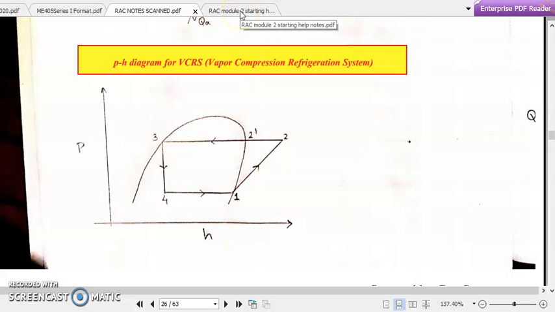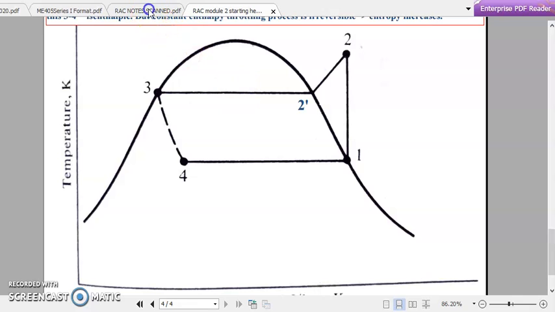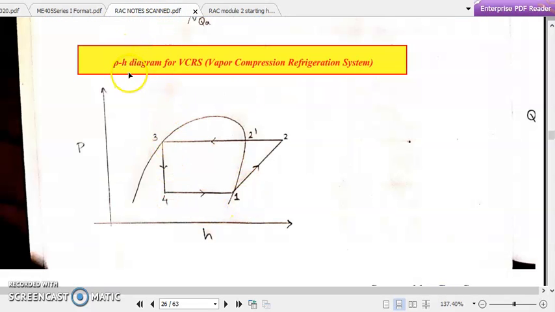So instead of discussing more about the TS diagram and entropy, at the same time the pressure of the refrigerant, or the pressure energy of the refrigerant at various portions of the refrigeration cycle, is very easy to understand in a pressure enthalpy diagram. So for easy representation and calculation, we are going to focus on pressure enthalpy diagrams for VCRS, or vapor compression refrigeration system. In our module 2, we will be discussing more about this, especially in VCRS. So this is the pressure enthalpy diagram for a VCRS.